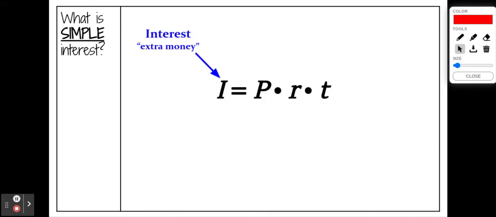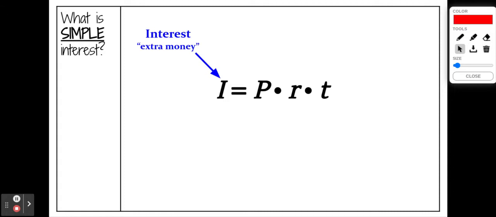Now, what is simple interest? How can I find interest using this simple interest formula? It looks like this. I equals P times R times T. The I represents the interest. And remember, interest is a little bit of extra money that you either pay or you earn. Go ahead and find this place in your notes and write down the simple interest formula.